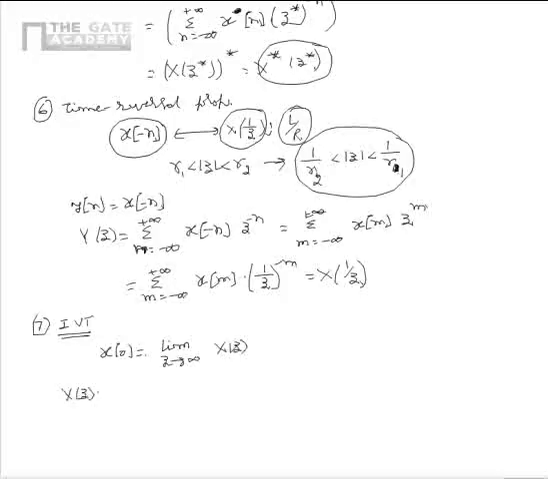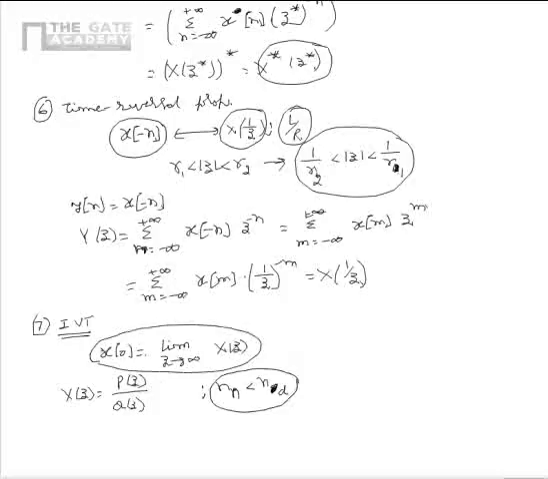If x of z is equal to p of z divided by q of z, for the initial value theorem to be applied, the order of the numerator polynomial should be less than the order of the denominator polynomial. So from this we see that for the initial value theorem to be applied, the order of the numerator polynomial should be less than the denominator polynomial. In which case, as per the initial value theorem, x of 0 is equal to limit z tends to infinity x of z.